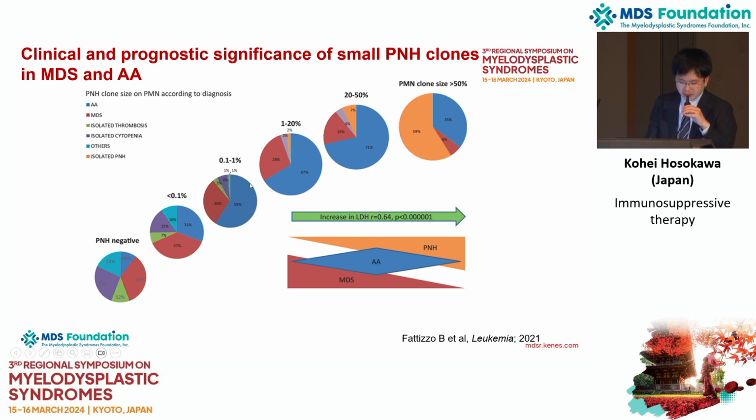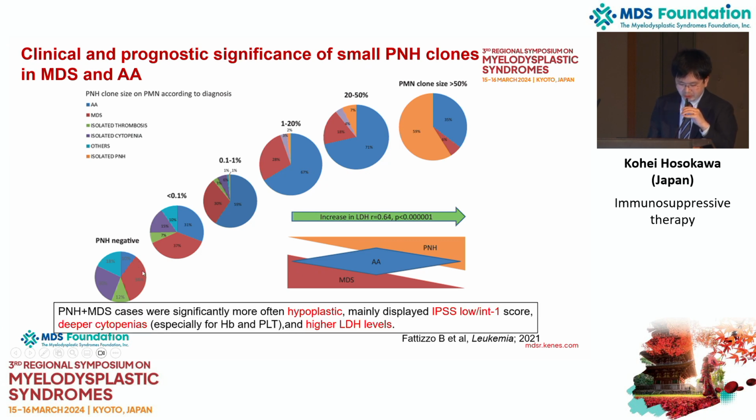This pie chart shows the PNH clone size in granulocytes, according to the diagnosis. If you see the PNH clone size higher than 50%, most of the cases were diagnosed as PNH. And in MDS, the clone size of the PNH clone is usually very small compared to aplastic anemia and PNH.